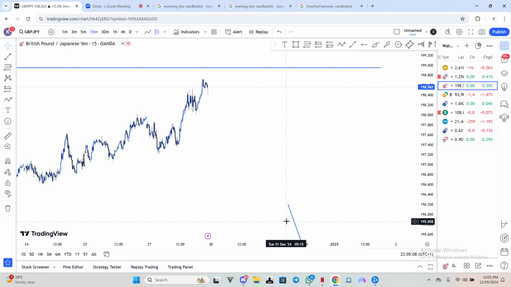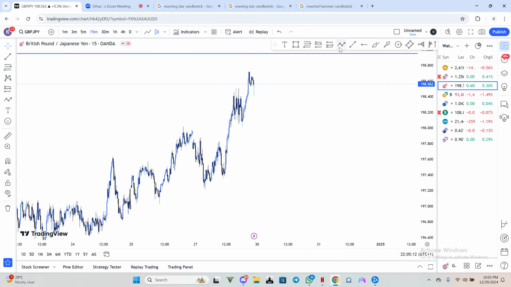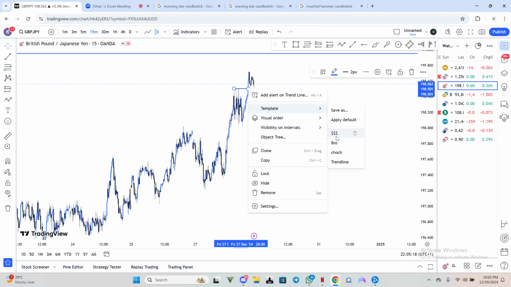For a medium probability trade on GBPJPY, you see price action take out this low. This is an internal structure, so you have this higher high, higher low. Because it's an internal structure, that's why it's a medium probability trade.